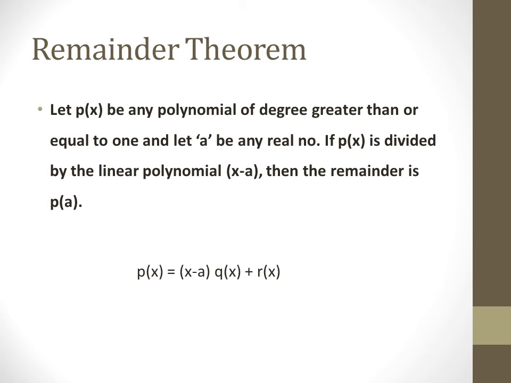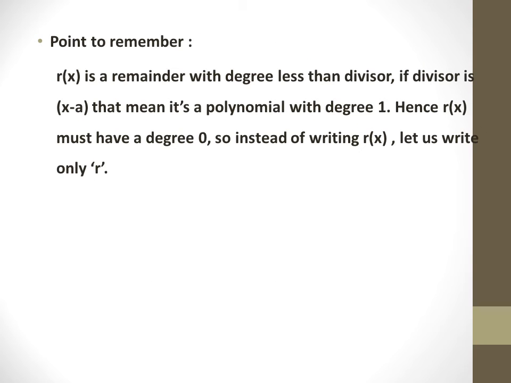I have written the quotient as q of x, because that is also a function of x. It is also a polynomial, plus r of x. r is the remainder, and r of x is a function of x. Now what we have to remember is that r of x is a remainder with degree less than the divisor. We discussed that the remainder must have a degree less than the divisor's degree.